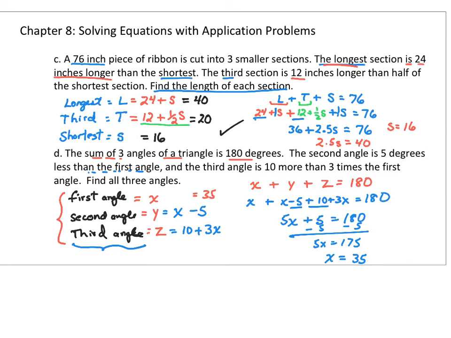remember we have to find all three angles. Don't just stop after you find x. Then this would be 35 minus 5, that would be 30. And this would be 3 times 35 plus 10. 3 times 35 is 105 plus 10, that would be 115. Add those up to see if we get 180, and I believe they do add up to 180. That would be important. Okay.